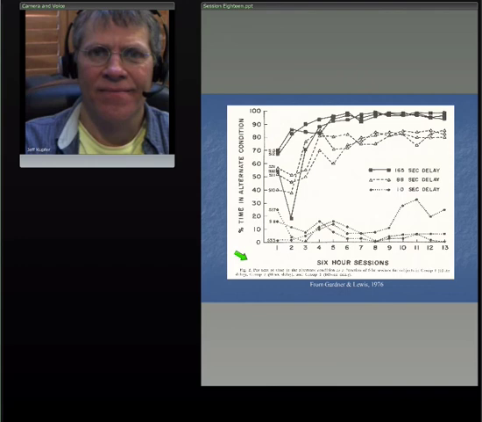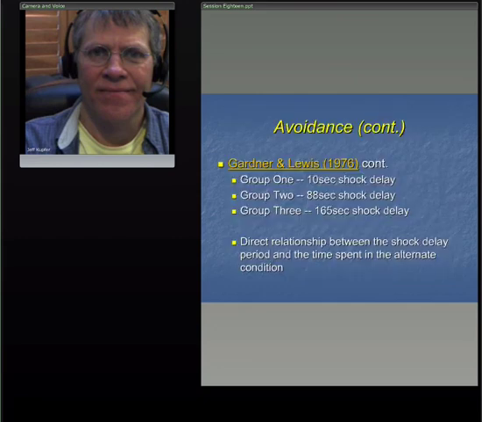But what happens now when you finally have to actually make the avoidance response, and now you are confronted with even more aversive stimuli? Is it still worth the avoidance response? In other words, wouldn't it be a clever idea if Gardner and Lewis came up with an experiment to really blow shock frequency reduction out of the water? Which is what they did do. They ran the second experiment, and again, right here, this kind of tells you there's a direct relationship between shock delay and the amount of time spent in the alternate condition. The greater the shock delay, the more time spent in the alternate condition.